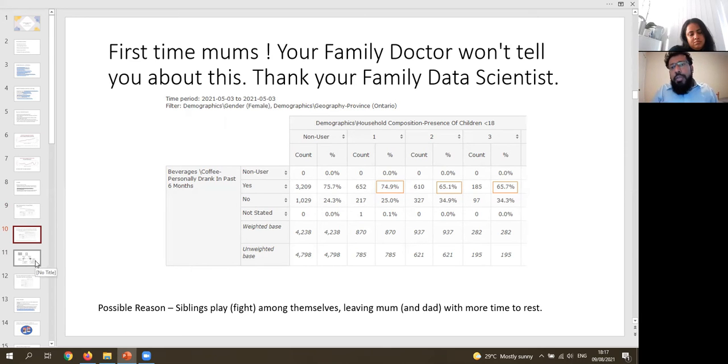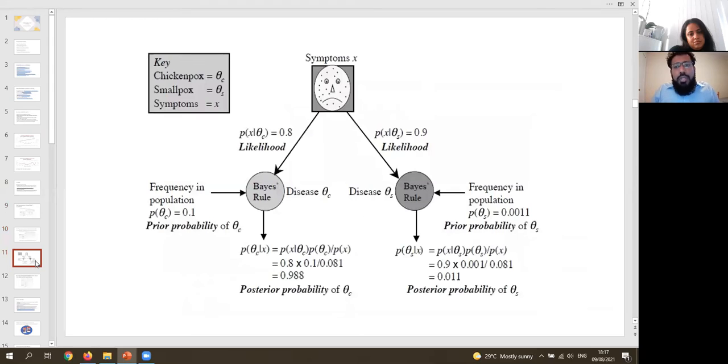So again, your family doctor would not be telling you about this. So thank your family data scientist. What I had shown you in the previous slide is not the only information which the data scientist can fetch for you. Look at this diagram here. A person has got some symptoms, and having these symptoms could mean that you have chicken pox or you have smallpox. How can the doctor diagnose whether you have the chicken pox or the smallpox?